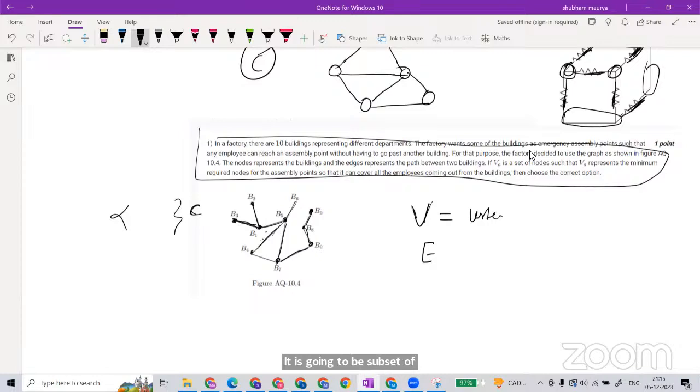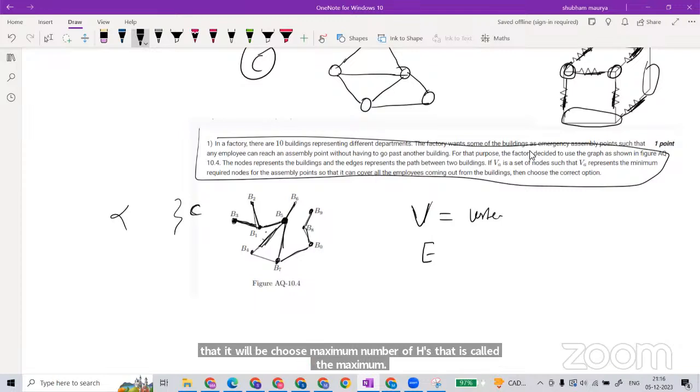We'll choose vertices so that they cover the edges. Now if you choose this vertex, it will cover this edge. If you choose this vertex, it will cover this edge, this edge, this edge, and this edge. 4 edges it will cover. So how can we choose the minimum number of vertices so that they cover the maximum number of edges? That is called the minimum vertex cover.